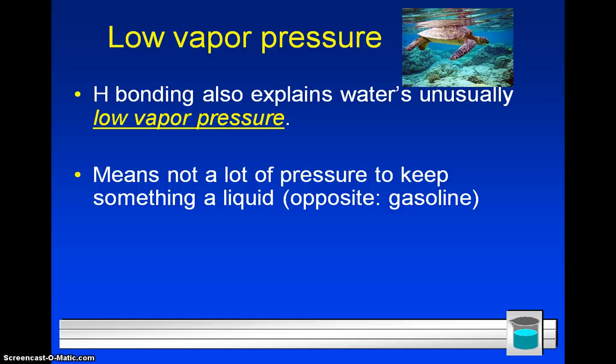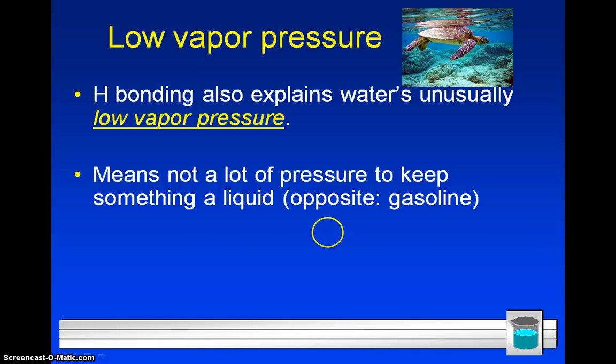So if I have a glass of water just sitting on the table, the gas or the pressure above the liquid is just the atmosphere. And so it doesn't take very much pressure to keep water a liquid. And that's why we have lakes and rivers and the ocean, because the relatively low pressure of the atmosphere is enough to keep water in its liquid state.